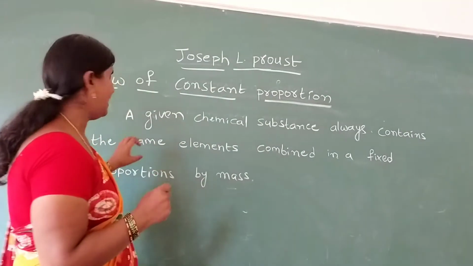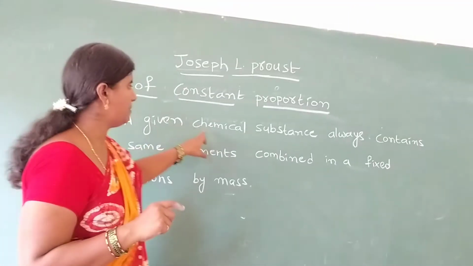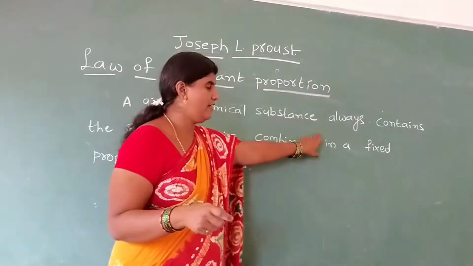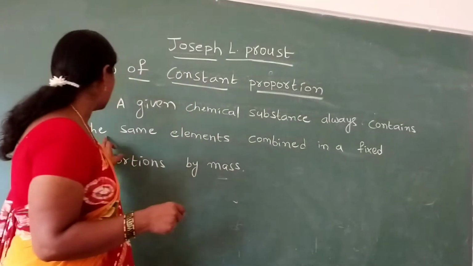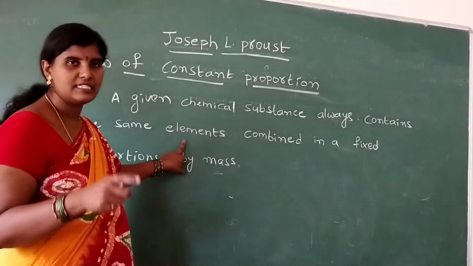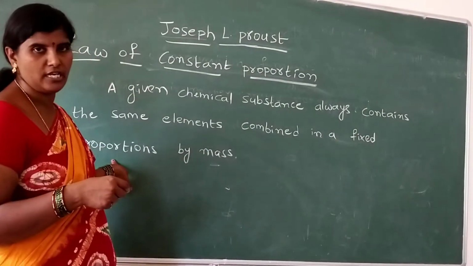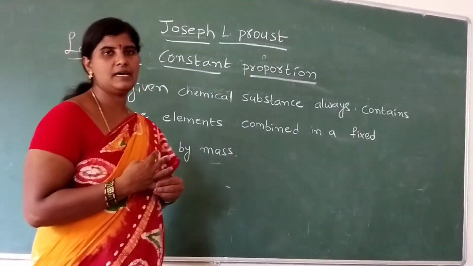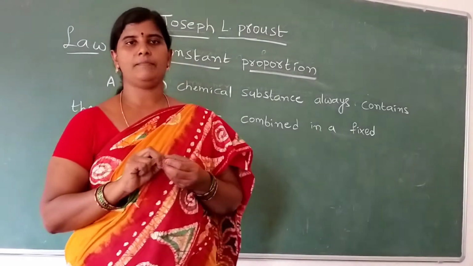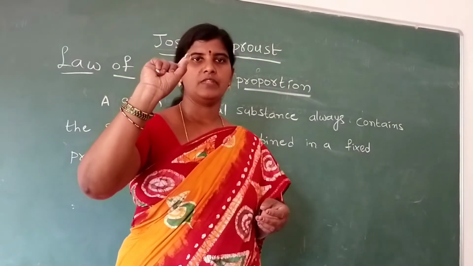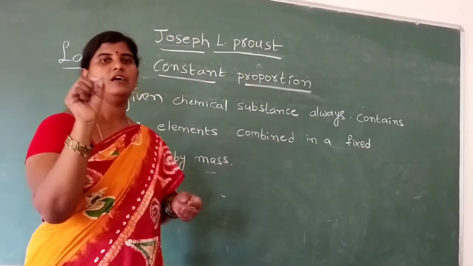Okay, so again I am repeating: a given chemical substance, any type of chemical substance, always contains the same type of elements combined in a fixed proportion by mass. Example: we are wearing ornaments. This is a gold ring made up of gold. This is the best example for this.